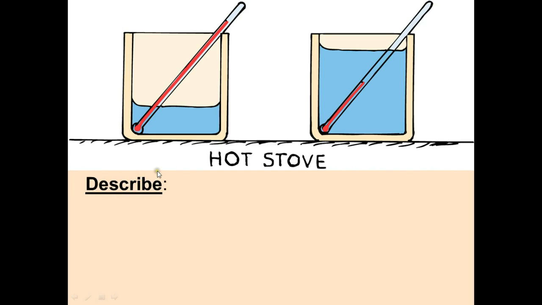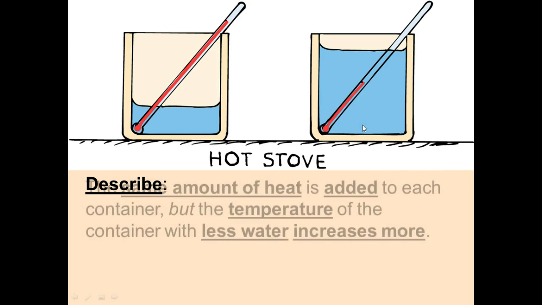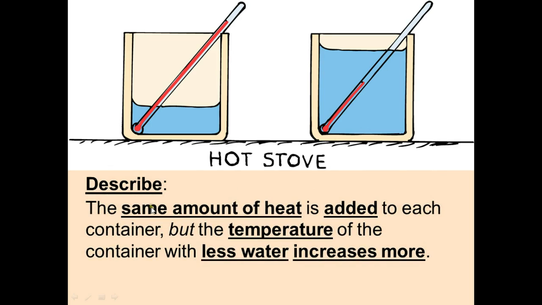And here we have another thing. So we have a hot stove and we have two pots of water. And so we heat up the stove, so the same amount of energy is going to each bowl. But notice how much the temperature changes from this little group than this big old pot here. And so pretty much the same amount of heat is added to each container, but the temperature of the container with less water increased more.